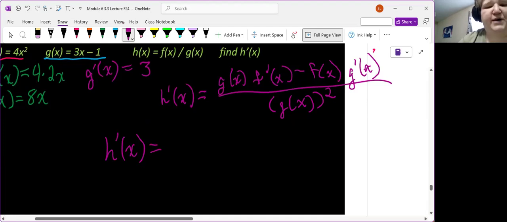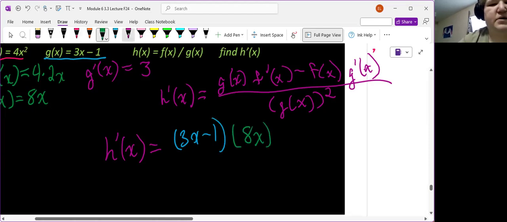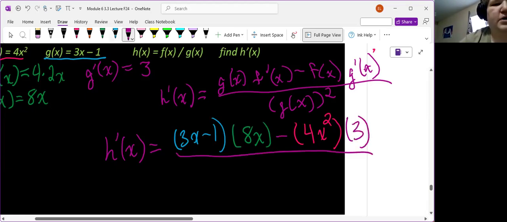All right, so our g of x is 3x minus, here, let me actually use the colors. So 3x minus 1 times f prime of x was 8x minus f of x was 4x squared times g prime of x, which is 3, all over the squared denominator.